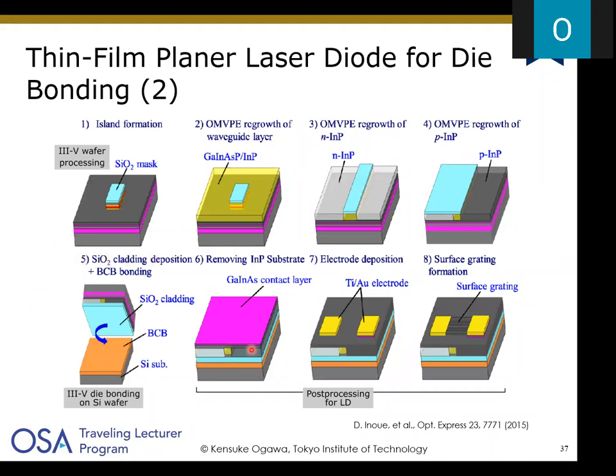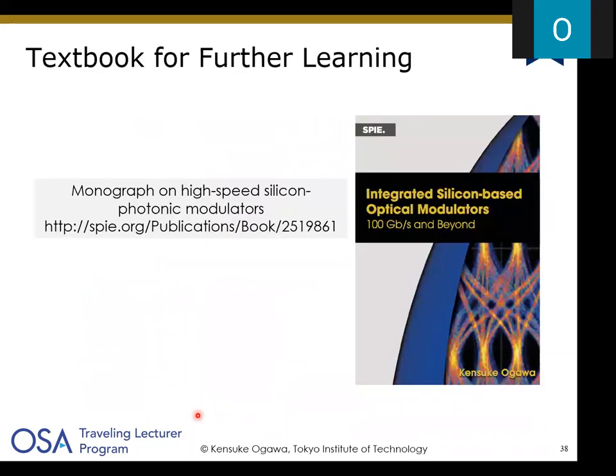So in this case, gallium indium arsenide type laser dies are integrated on silicon wafers for a high degree of integration of III-V lasers with a silicon photonic modulator for on-chip optical transceivers. If you want to get more details on these topics, you can refer to this book for further learning.